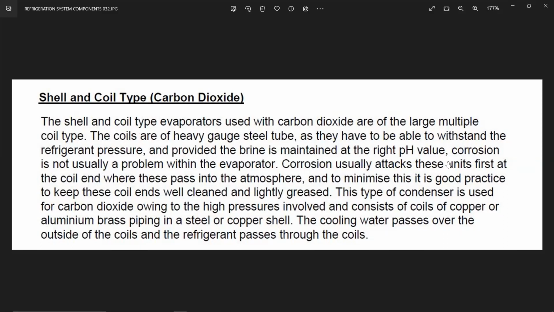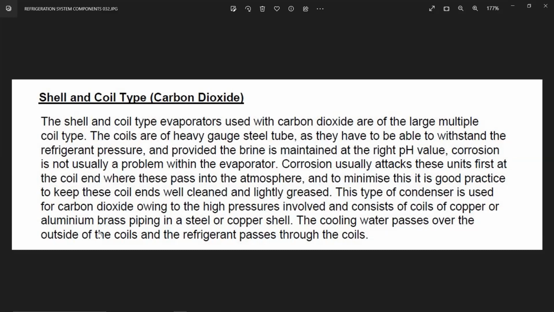Corrosion really attacks these units first at the coil end, where they pass into the atmosphere. To minimize this, it is good practice to keep the coil ends clean and lightly greased. Apply a little grease on top so that corrosion does not set in.